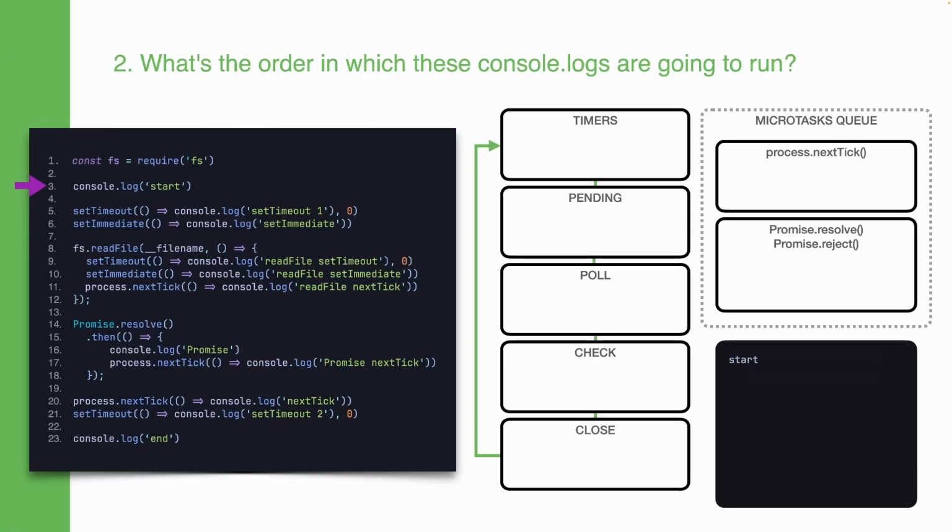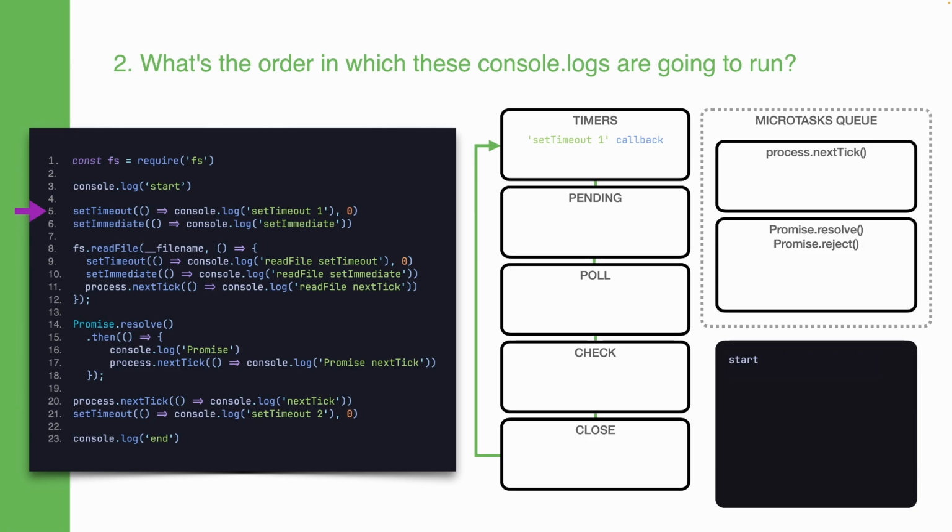The script starts running in the main thread. Before the event loop even starts, however, the context will execute console.log synchronously on line 3. So, the start word gets logged onto the console.